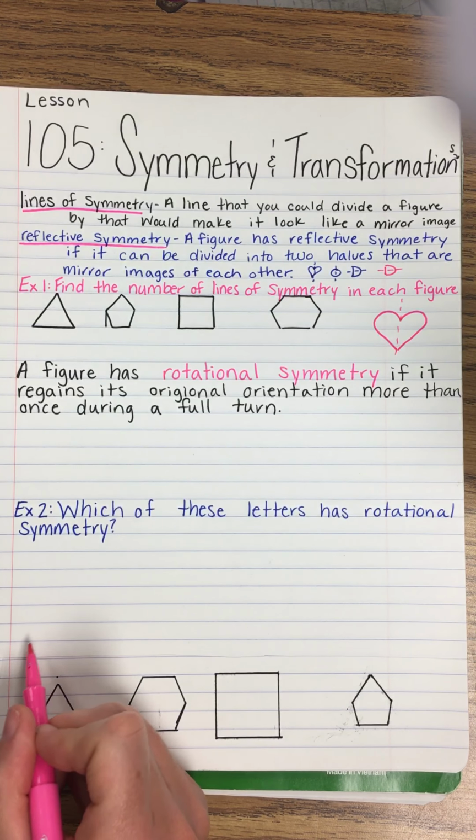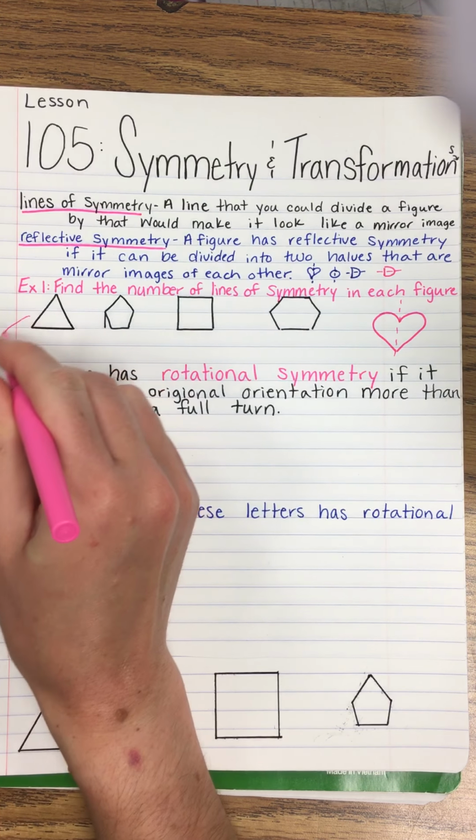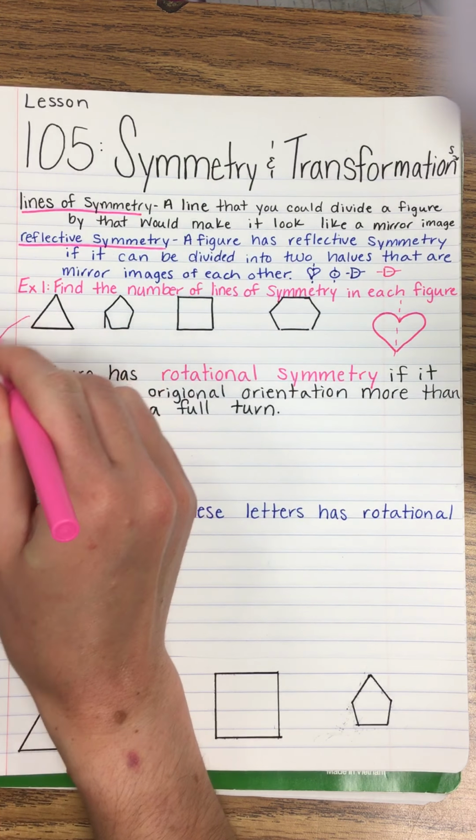Example 1. I am actually doing example 1 down here. Find the number of lines of symmetry in each figure. The reason that I had to do it down here is because I realized I don't really have enough space and I did those too far up. So, I am human, please forgive me.